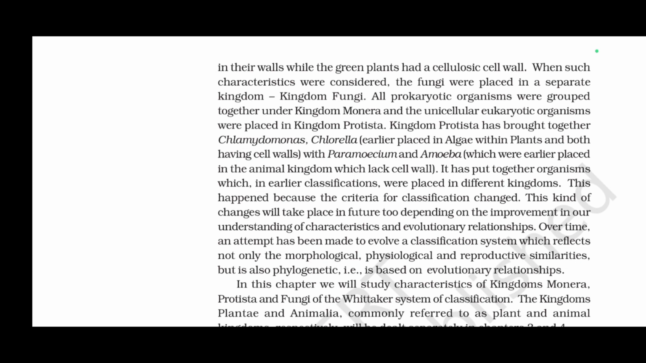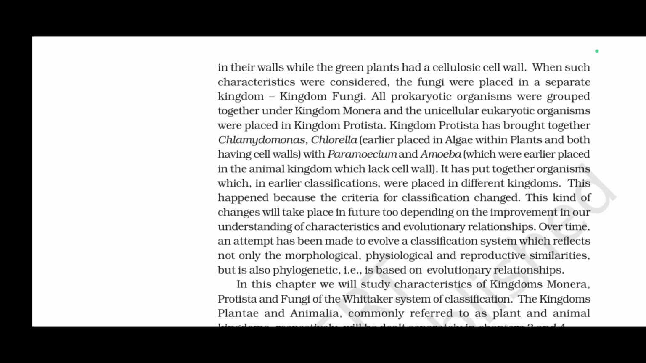Kingdom Protista has brought together Chlamydomonas and Chlorella, earlier placed in algae within plants, and both having cell walls, with Paramecium and Amoeba, which were earlier placed in the animal kingdom, which lacks cell wall. It has also put together organisms which, in earlier classification, were placed in different kingdoms. This happened because the criteria for classification changed. This kind of change will take place in future too, depending on the improvement in our understanding of characteristics and evolutionary relationships.